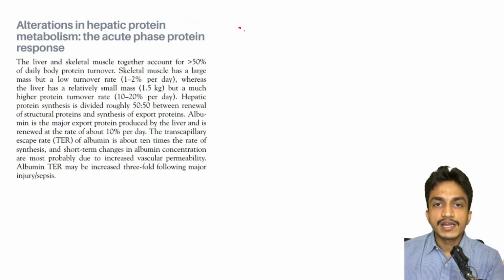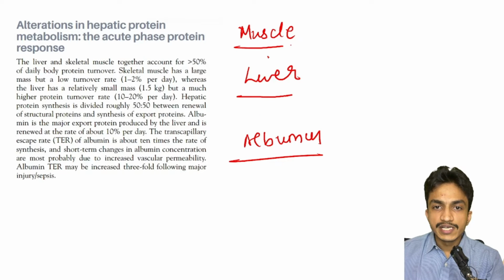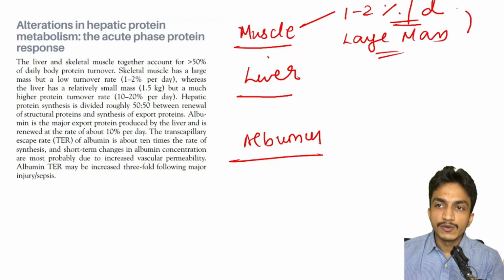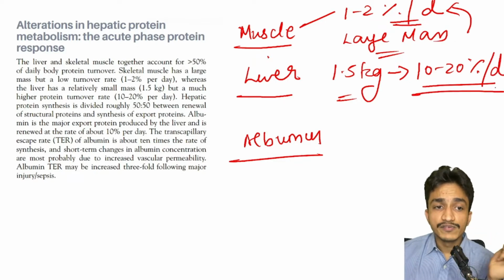Now, the second thing, this is a very important thing you need to understand. What is the turnover rate for muscle, liver, and albumin? The muscle has a very small turnover rate of 1 to 2% per day, although it is the majority of the body, so it has a large mass but a very low turnover rate. Now the liver has a very small mass, nearly only 1.5 kg, but it has a high turnover rate of 10 to 20% per day. So that is about the liver.